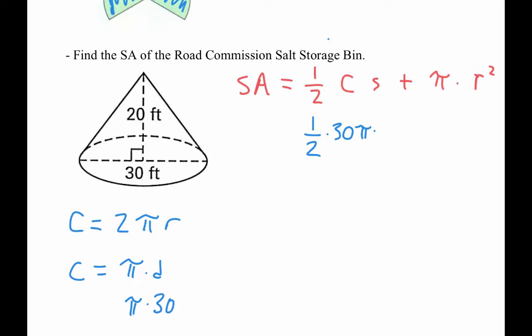Now we need to find s, this lowercase s. Lowercase s is the slant height. So what's the slant height going to be? It's not 20, right? Because 20 is just the normal height. So if we're trying to find the height up the side, how would we do that? We're looking for this height right there.